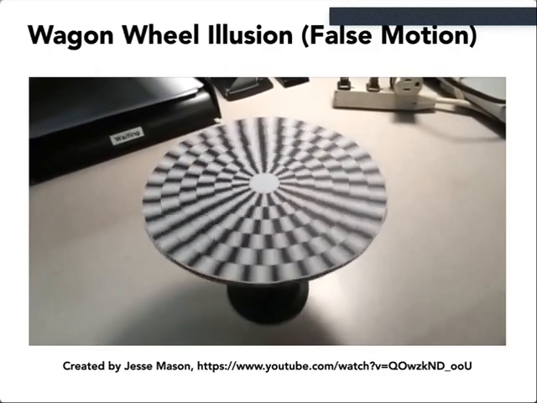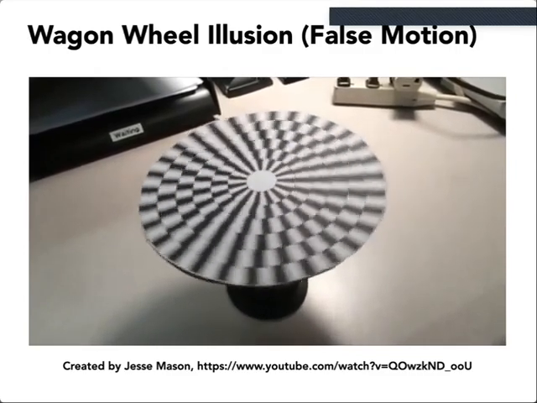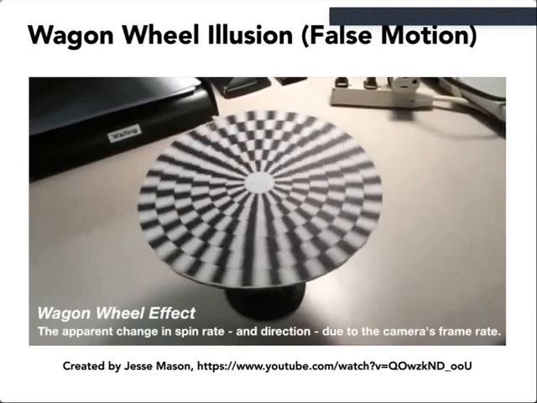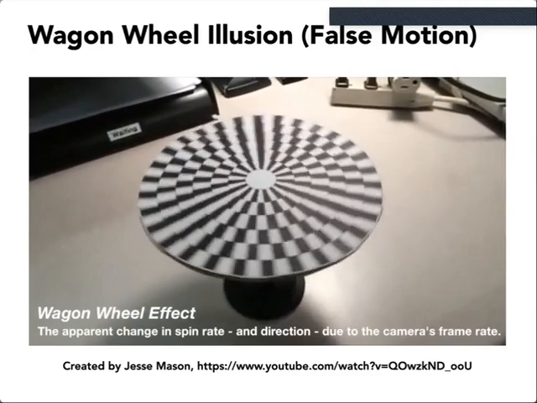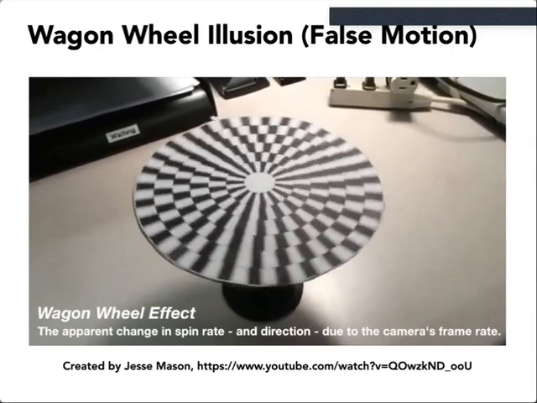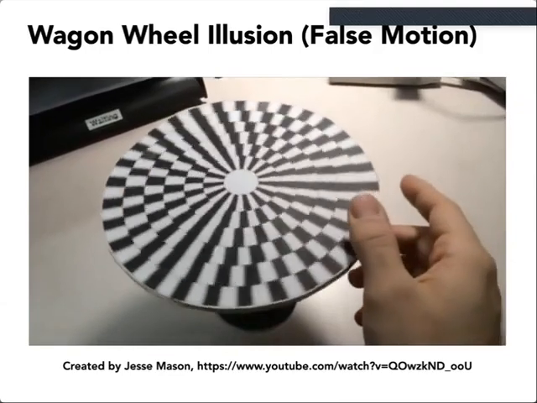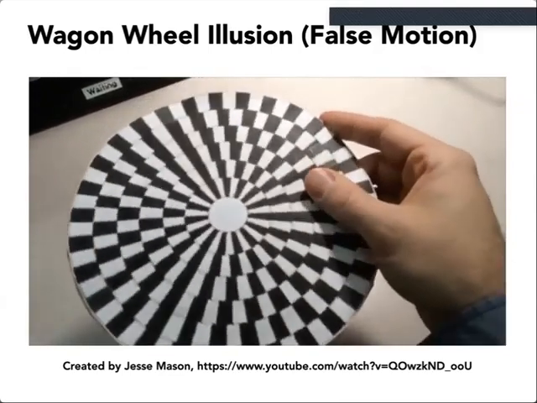Each of the different regions or sectors of this disk apparently are turning at a totally different rate, or at least visually they're appearing to do that in this video, which is of course totally false, because this is just a printout on a piece of paper that's sitting on top of this cardboard disk. Okay, so time aliasing, false motion.